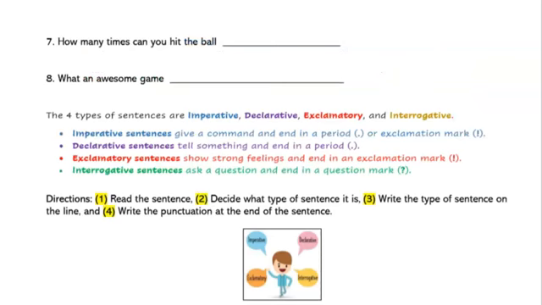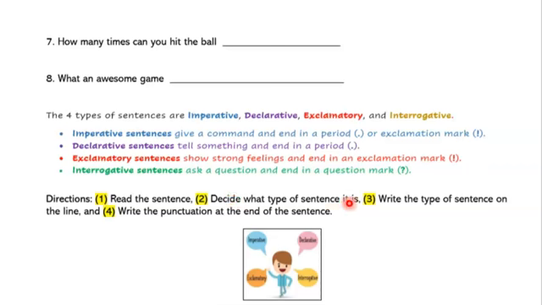All right, let's go to our next sentence. Our next sentence is number 7, and it says, how many times can you hit the ball? Is this sentence giving a command? Is it telling us something? Is it showing strong feelings? Or is it asking us a question? Very good. Yes, this is asking us a question.